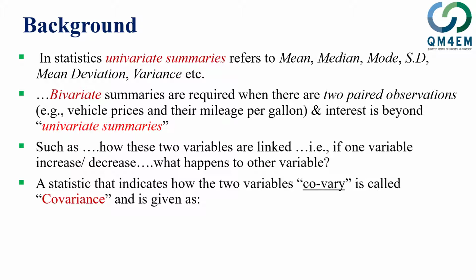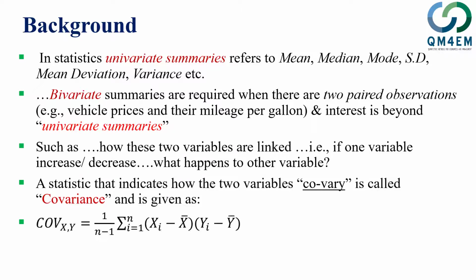Then we have one of the bivariate summaries which we call covariance. Covariance is a bivariate statistic that indicates how two variables co-vary, or move together. So this is a bivariate statistic. Just like mean, median, and mode are univariate statistics, covariance is a bivariate statistic, and I'm sure you have studied that in your Statistics 2 course.